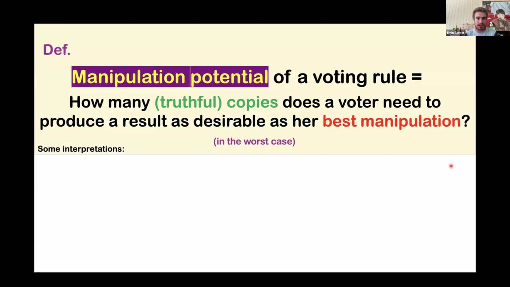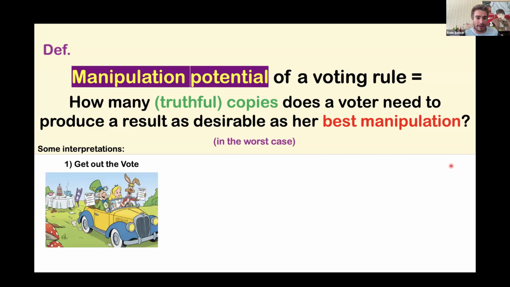So I want to give you just 3 quick interpretations of the manipulation potential. One of them is what we started with in the story, this get out the vote instance, where voters might be clustered into communities, and then each voter can either spend time manipulating or having more people from their community who share their preferences join the election. And under this interpretation, the manipulation potential then becomes the minimum opportunity cost of manipulation in terms of adding one more truthful copy, to disincentivize manipulation. If the cost is larger than that, then voters are better off finding their community members to join the election. And of course, these get out the vote efforts happen in real life. People do drive like-minded voters to the polls all the time.